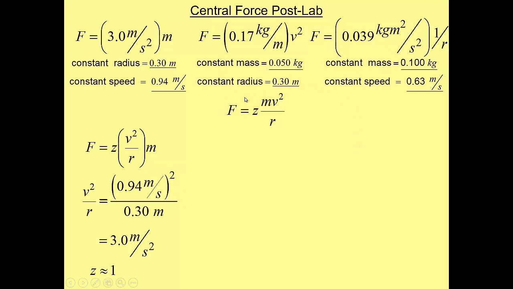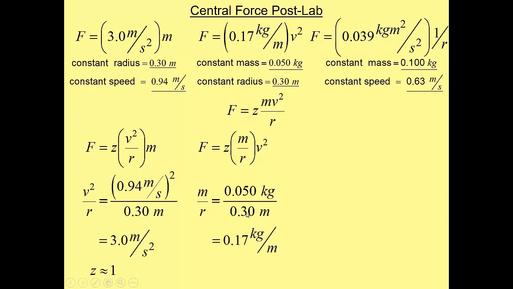Well, let's see. Let's compare our general math model to the math model we got in the second half of the lab. Notice all I did was pull the v squared outside. Then this slope has got to be equivalent to z times the mass over the radius. But in this third of the lab, we kept the mass and the radius constant. So what is the mass over the radius for this third of the lab, you ask? Well, notice the units work out to the same units as the slope, kilograms per meter. And 0.050 over 0.3 is, in fact, 0.17. So once again, if m over r is already the slope with the right units, z just needs to be 1.